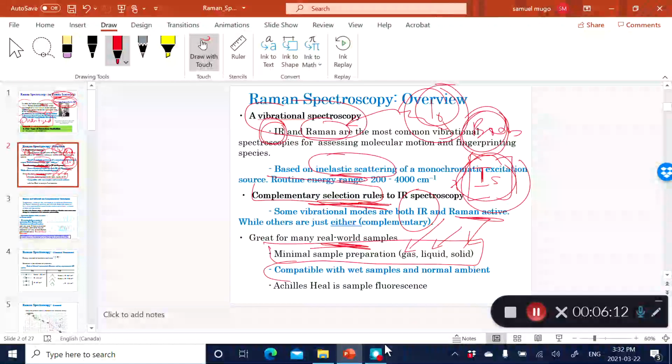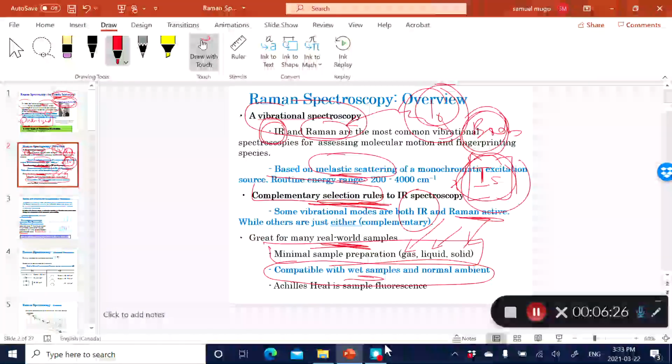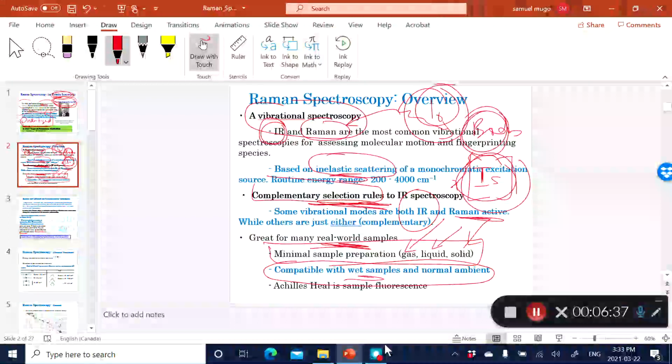Now, another huge advantage of Raman spectroscopy is the fact that you can use it to analyze wet samples, particularly aqueous samples. Remember, when you're doing IR spectroscopy, water is a big problem. It tends to interfere, because of the huge IR bands, when you're trying to analyze samples that have some water in them. IR is not very useful if water is actually present.